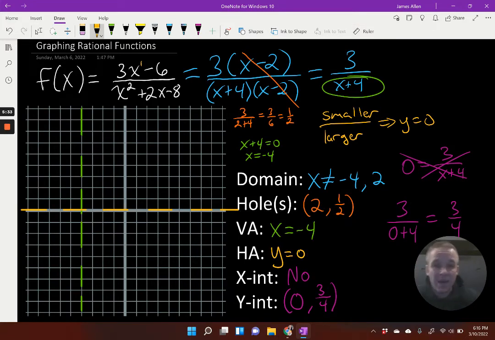Y equals 0 is my horizontal. Lovely. All right, now I can start plotting some points. So I got the hole was 2, 1/2. So we got 2, which would be right here, and 1/2. I'm going to do an open circle. That's going to give me my hole there. 2 for the x, 1/2 for the y. Then, let's see here. We had our y-intercept of 0, 3/4. So we could plot that. I'll match that up with that color as well, so we know where everything is. There we go. And that's all I have for this.